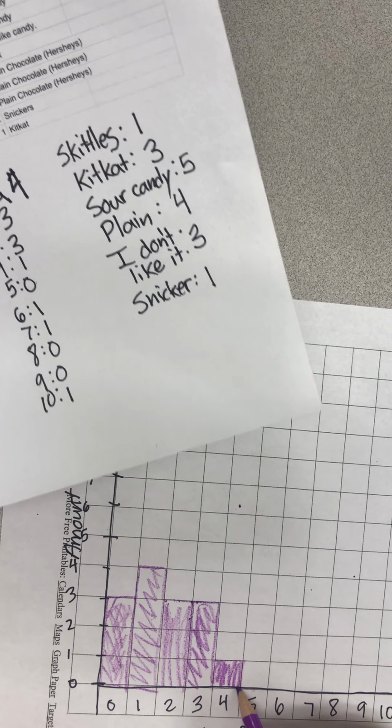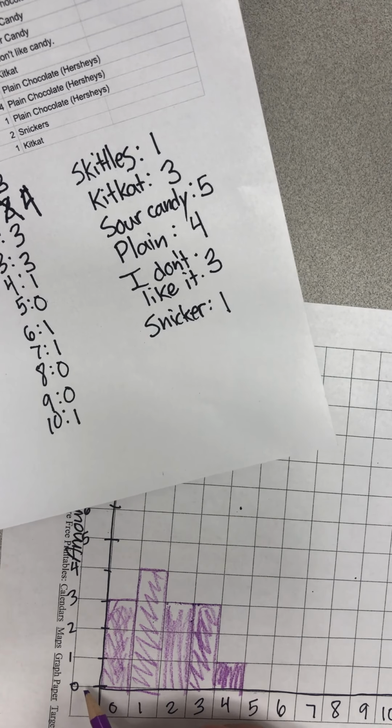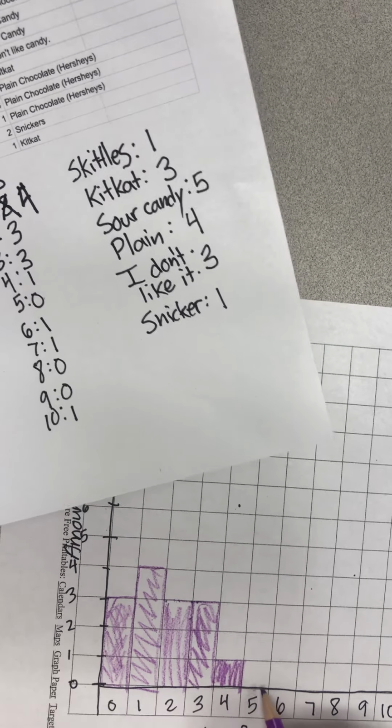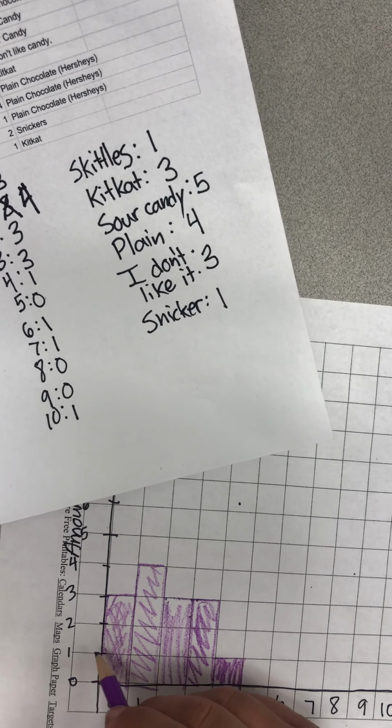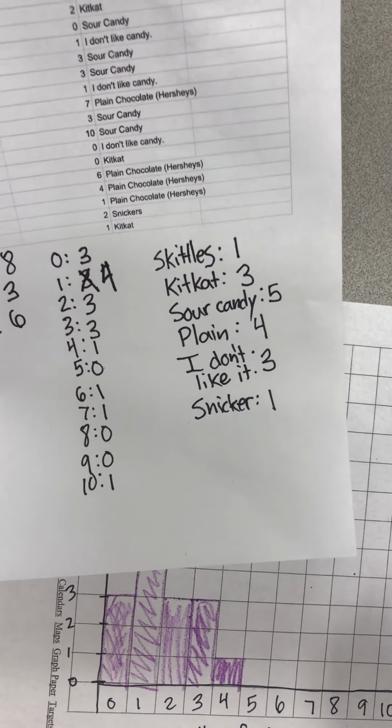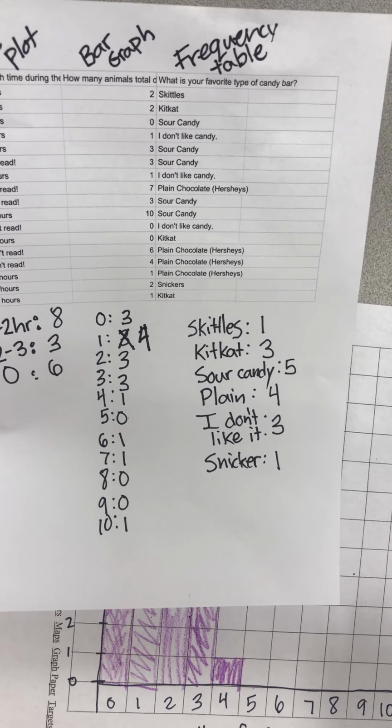Now sometimes you can have charts that will start at 10 and it'll be like 10 would be the start. So then it would go 10, 20, 30. So it just depends on what type of information that we have.